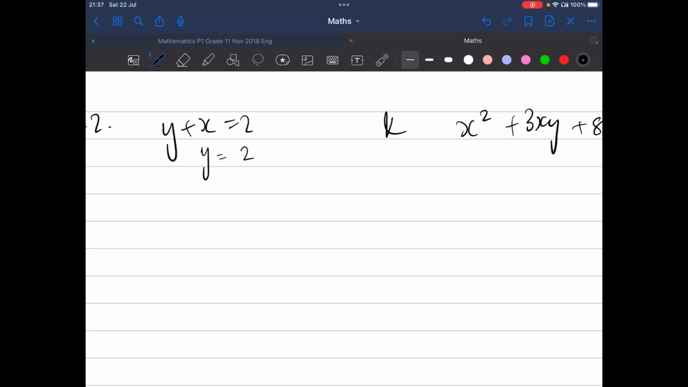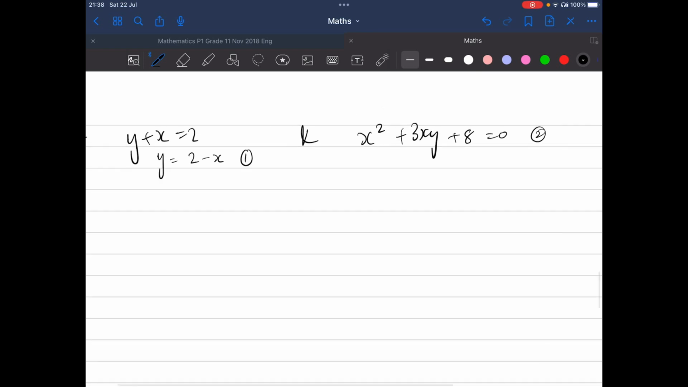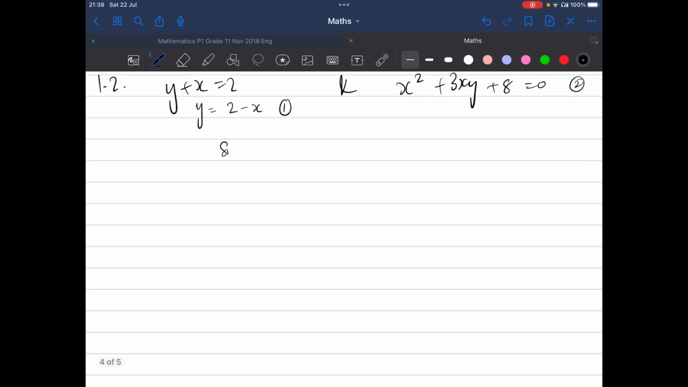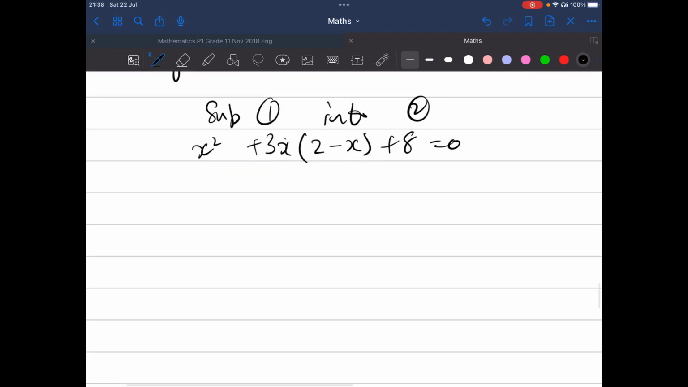So here I'll just isolate y, but you can do it for x as well. So we made y the subject of the equation. We call this equation number 1. We'll call that equation number 2. Okay, so now let's sub equation number 1 into equation number 2. So I'm going to rewrite equation number 2, but in place of y, I'm going to put our new equation. Okay, so x squared plus 3x times 2 minus x plus 8 equals 0.